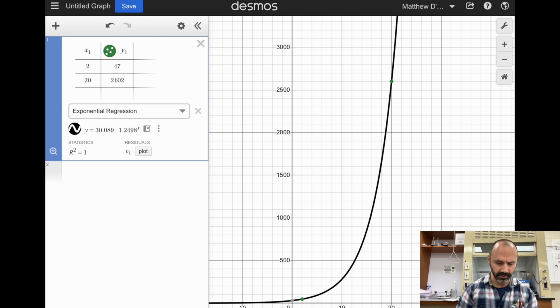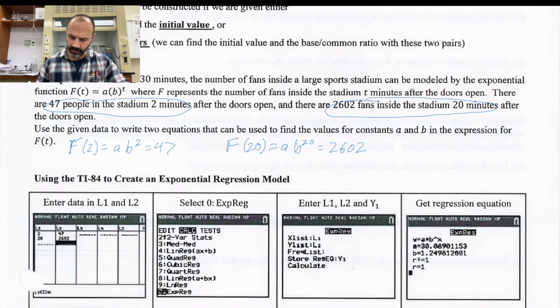So now I have the equation, right? y equals 30.089 times 1.2498 to the x power. The initial value is roughly 30, and the common ratio is 1.2498. And they give us these values right here. Again, each calculator might be a little bit different. This one should be pretty much the same because it's only 2 points that we're modeling. But if you've got a bunch of points, as we saw before, the result could be slightly different, but should be close.